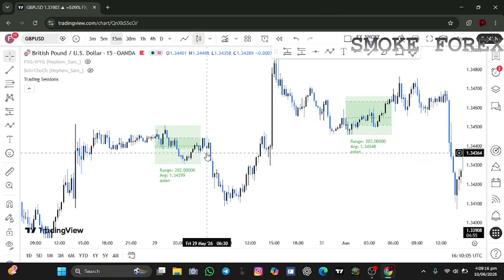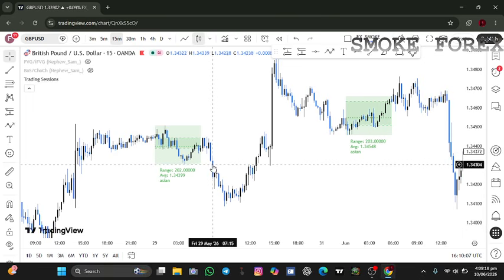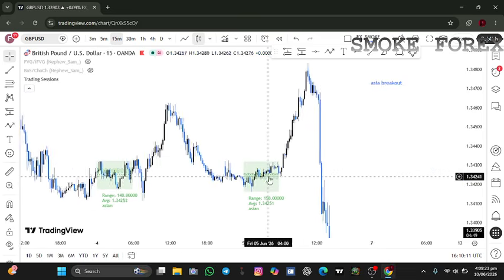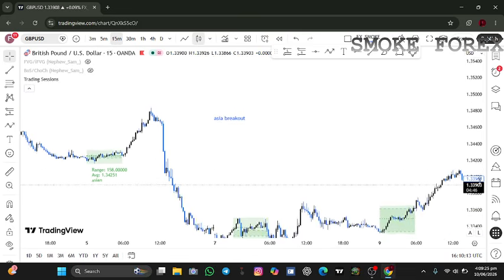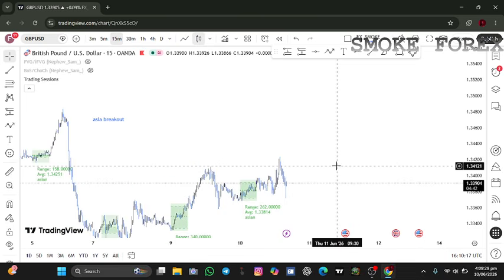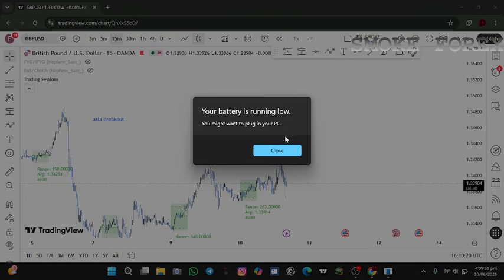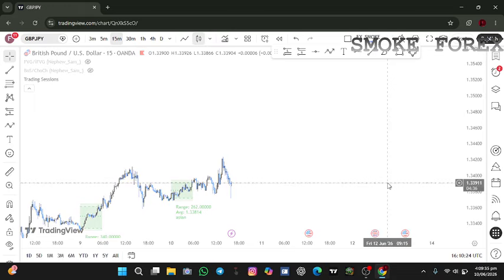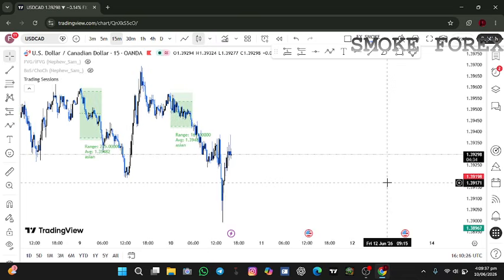Yeah, this move happened at 7. By that time, I told you, you don't need to be in at that time. You need to catch the move within 6 to 6:30. Within 6 to 6:30, that's when the move is going to happen.